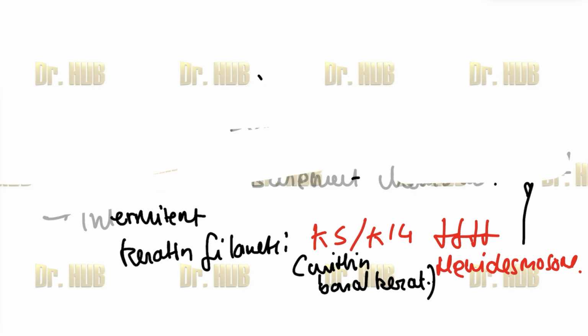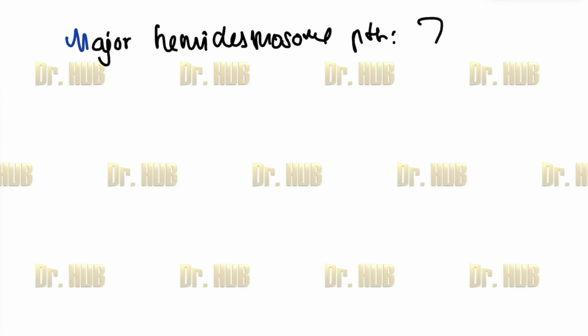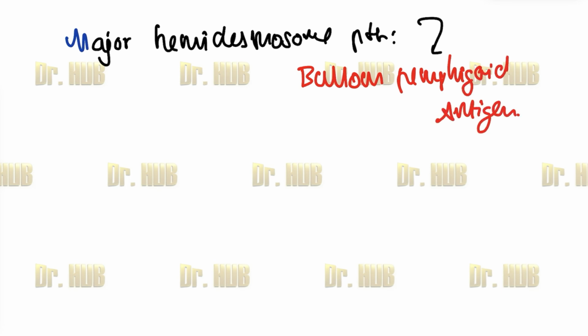Next, moving on, the major hemidesmosome protein is the bullous pemphigoid antigen 1. So the major hemidesmosome protein is bullous pemphigoid antigen.